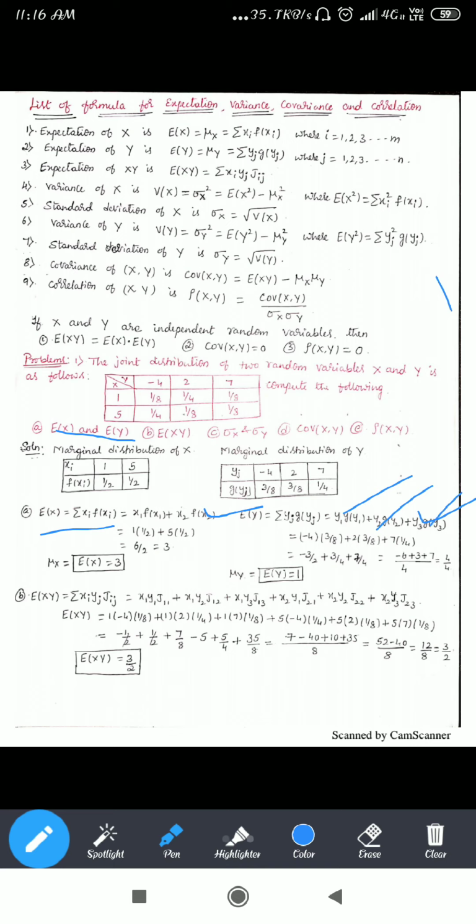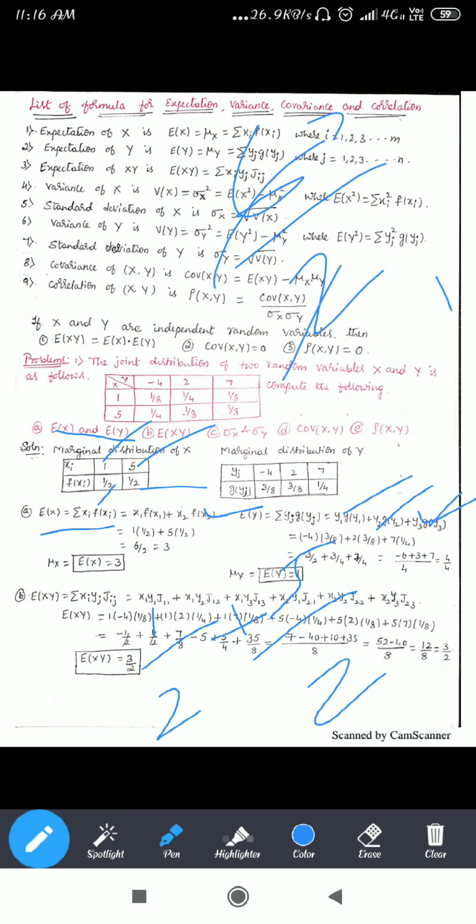So x1, we know f of x1 is 1 by 2, correct? x2 is 5, f of x2 is 1 by 2. So if you add, that is 1 into 1 by 2 is 1 by 2, plus 5 into 1 by 2 is 5 by 2. So it is 1 by 2 plus 5 by 2 is 6 by 2, which is 3. So that is E of x.